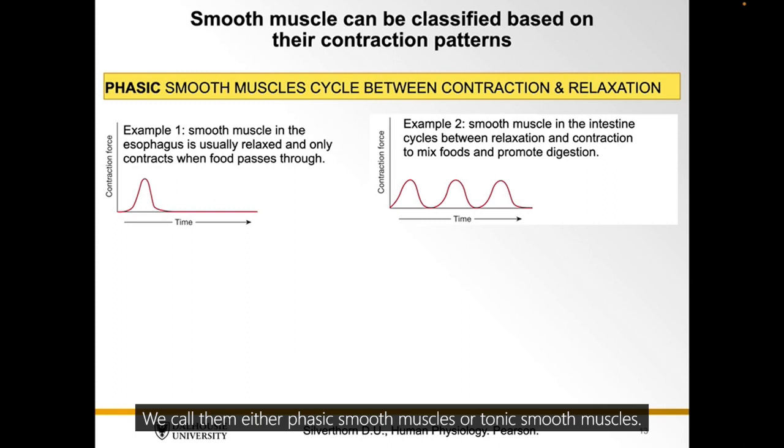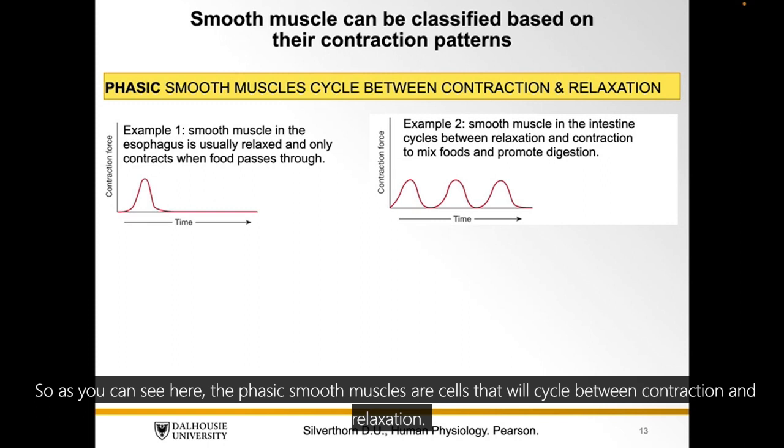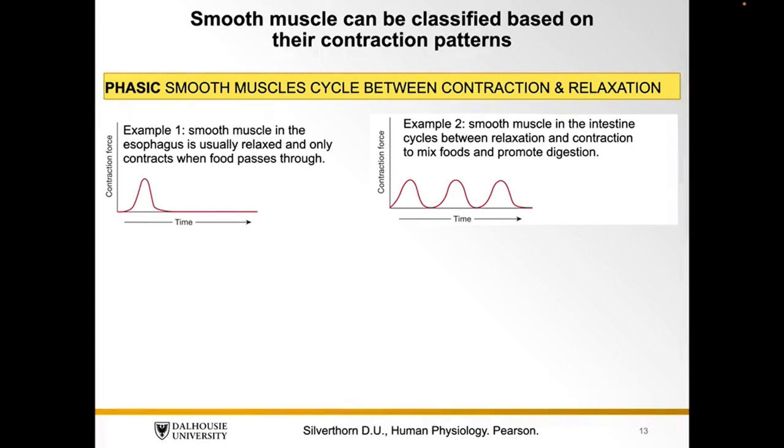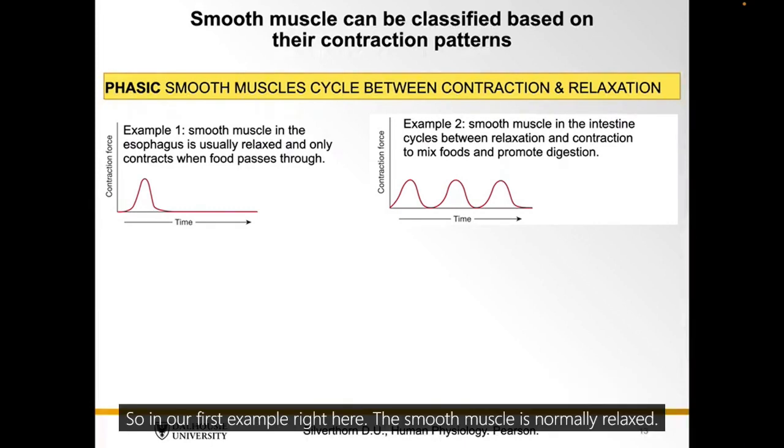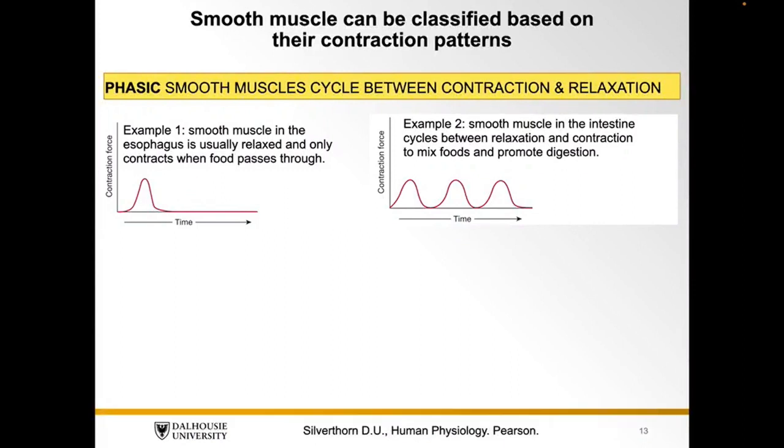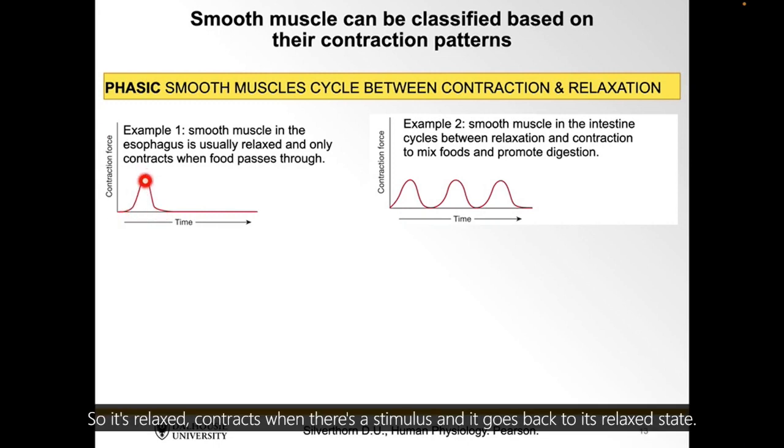We call them either phasic smooth muscles or tonic smooth muscles. As you can see here, the phasic smooth muscles are cells that will cycle between contraction and relaxation. And there's a few different types of those cells. But the key resemblance between these two examples here is that the default state of that muscle is to be relaxed. So in our first example right here, the smooth muscle is normally relaxed and only contracts when there's a stimulus. So it's relaxed, contracts when there's a stimulus, and goes back to its relaxed state.